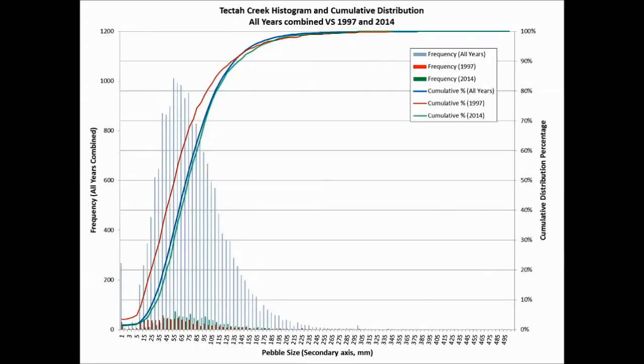We have 13 of these reaches that we're surveying every year. Again, we started back in 1995 as one site as a pilot year, and we've added up to 13 sites that we're measuring.